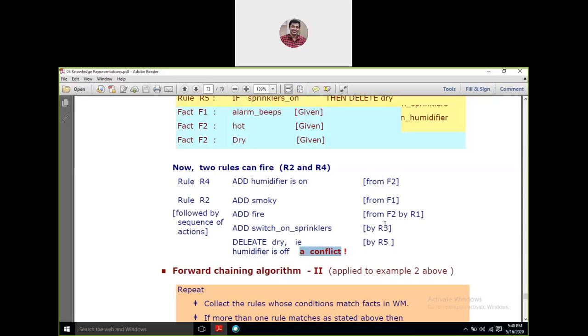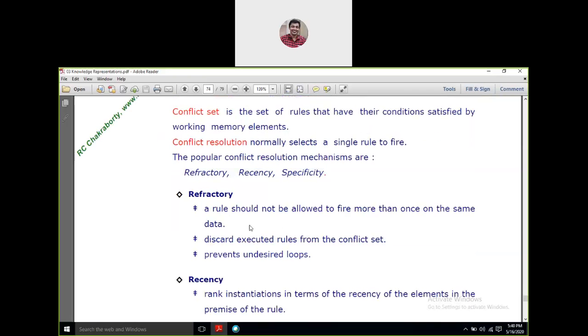That means you have to check whether the rules are getting fired again for the second time, because until a rule gets fired, as in this case for the second occasion, you cannot get a conflict or a contradiction, right? So refractoriness talks about this, and you have to discard the executed rules from the conflict set. If it has already been used, you have to discard that particular rule.